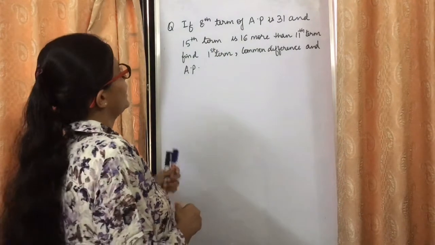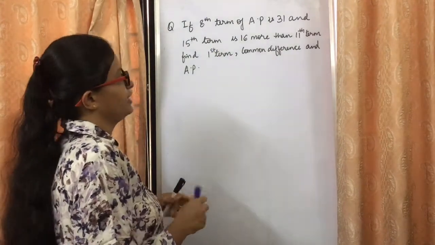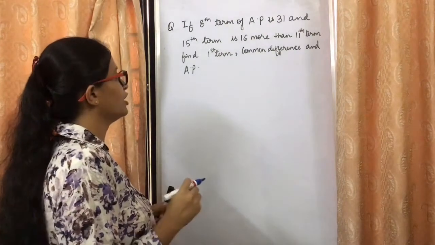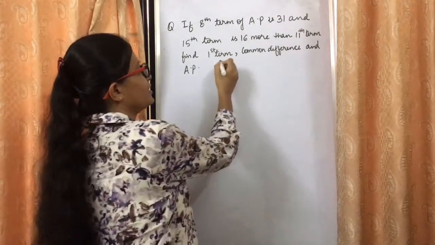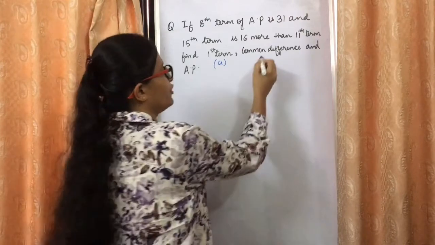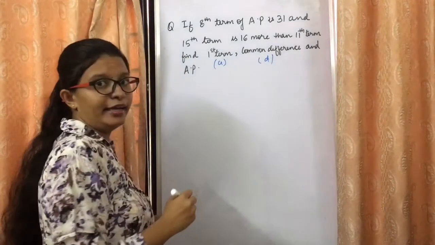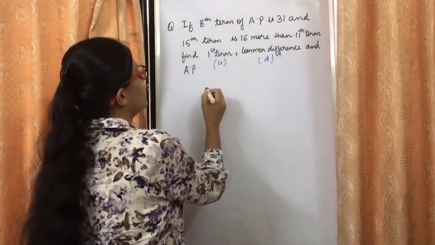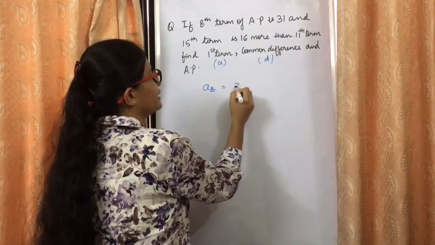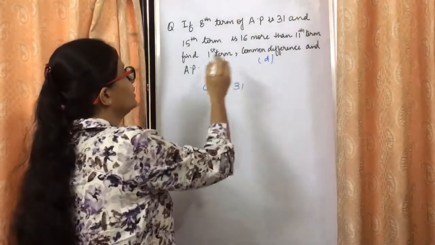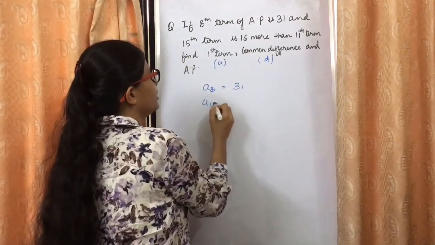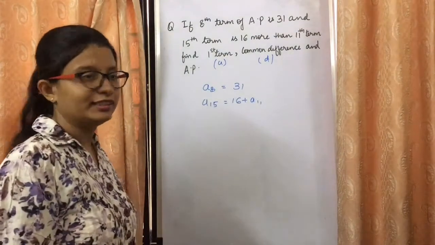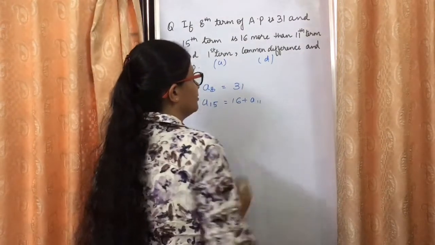The question is: if the 8th term of an AP is 31 and the 15th term is 16 more than the 11th term, find the first term. The first term is nothing but A, the common difference will be D, and the AP is nothing but the series. What is given in the question? The 8th term is 31, and it is told that the 15th term is 16 more than the 11th term.